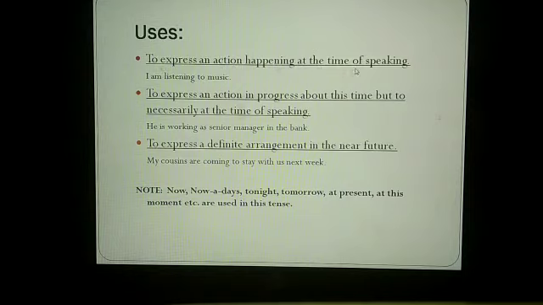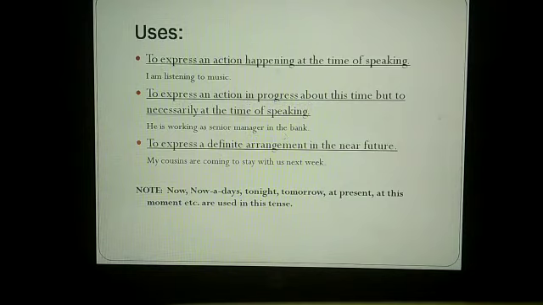of speaking. I am listening to music. Next, to express an action in progress about this time but not necessarily at the time of speaking. Suppose he is working as senior manager in the bank.